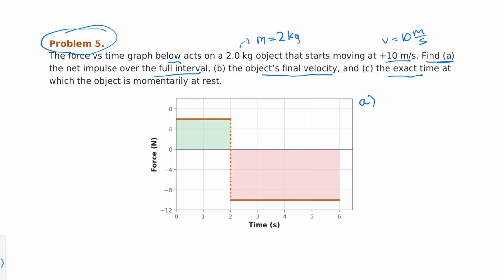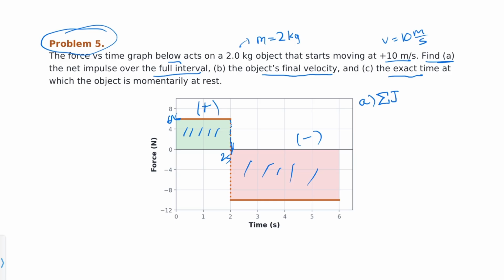Okay, so to find the net impulse over the full interval, that's net J, right? And the area under a force versus time graph gives you impulse. So in order to find this net area, you remember what we did when we had displacement in Unit 2? We subtracted the area below the axis from the area above the axis, right? We considered this as positive and this as negative. So how are we going to find the area of this? This is going to be 6 newtons, the height here, and then 2 seconds here.